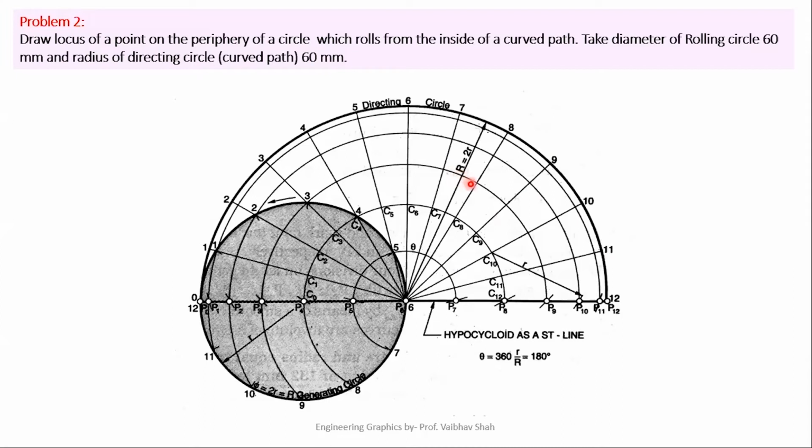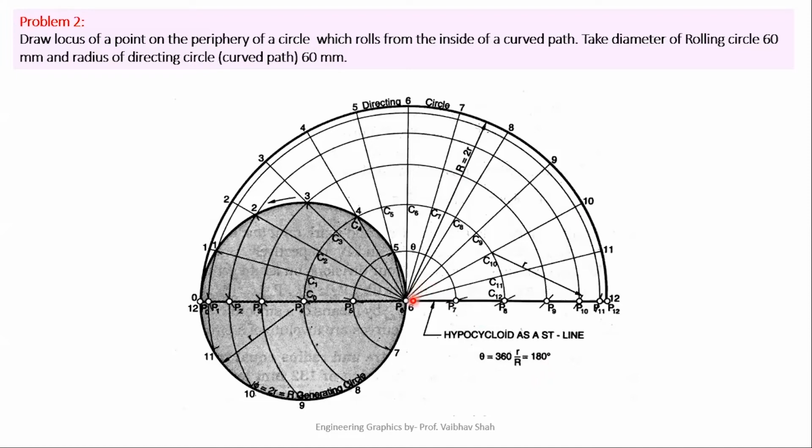Now whenever you are having a special case of hypocycloid, in the special case, the hypocycloid is a straight line. So you will be having hypocycloid as a straight line. And your theta would be 180 degree for your special case. Always remember. So now we are having theta already. So let us start the example.